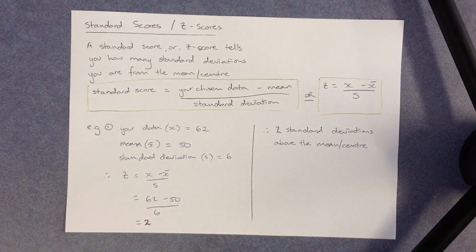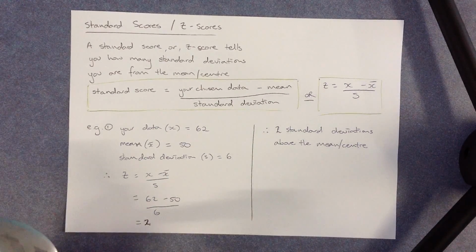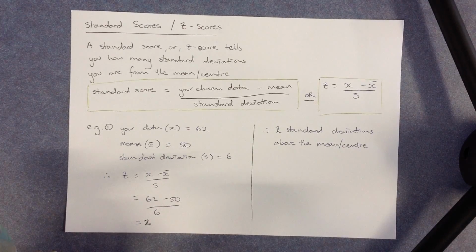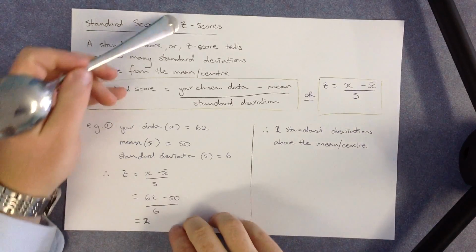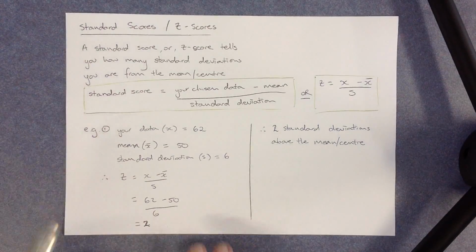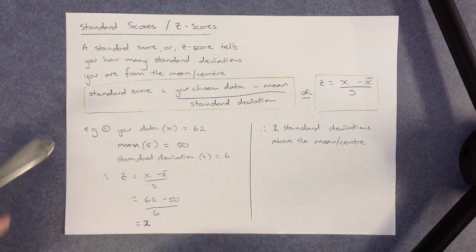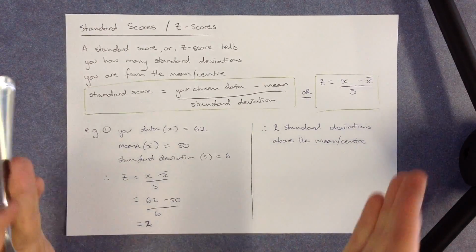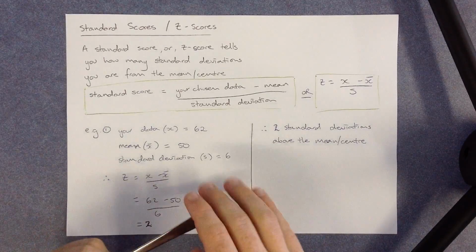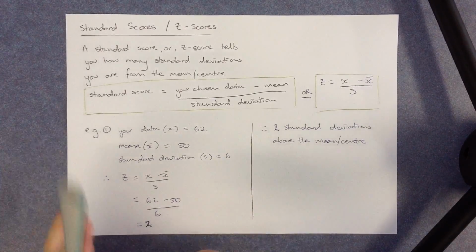Alrighty, so there's one last thing you've got to know in terms of the normal distribution and the standard deviation. I think the third thing you need to know is called standard scores, and we more commonly call them z-scores. Those are two different names that mean exactly the same thing. A standard score or a z-score tells you how many standard deviations, the thing we saw in that graph before, you are from the mean or the center of the data.